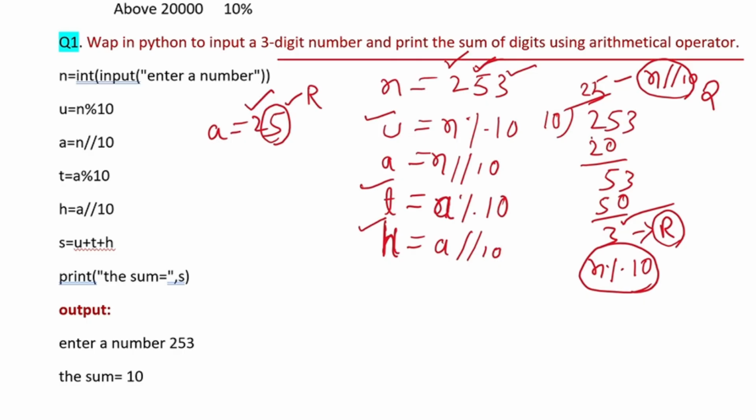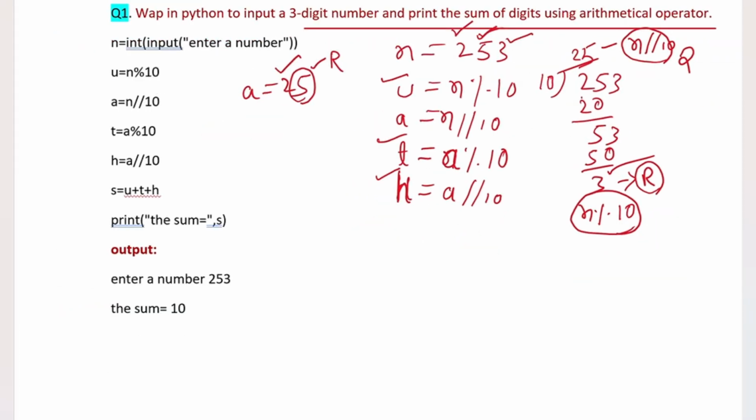Then you see, u is n modulus 10. That is the unit digit. a equal to n floor division 10. That means the quotient part. t equal to a modulus 10. That is your 10's digit. h equal to a floor division 10. That is your 100's digit. Now s equal to unit digit plus 10's digit plus 100's digit. Print the sum equal to s.